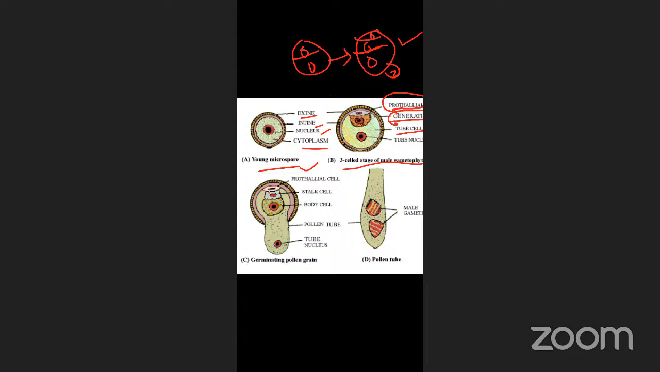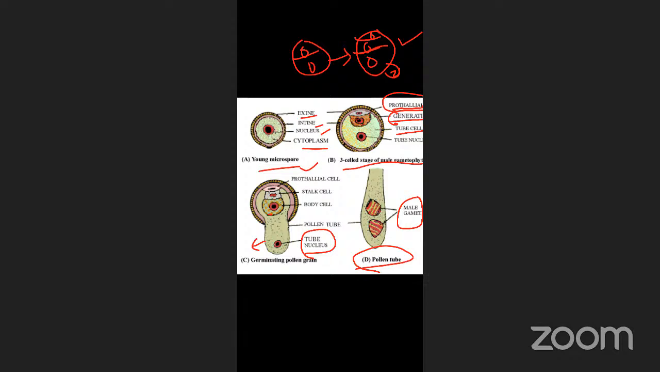The function of the tube cell is that it forms the pollen tube, like this. After formation of this pollen tube, what happened? The generative cell nucleus reached the tube. It is the tube nucleus. Later, this generative nucleus divided into two male gametes. Now the two male gametes are present inside the pollen tube. Anyway, two male gametes also formed. So this is the male gametophyte development.